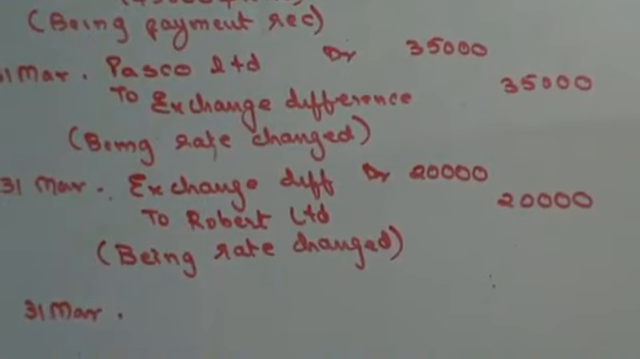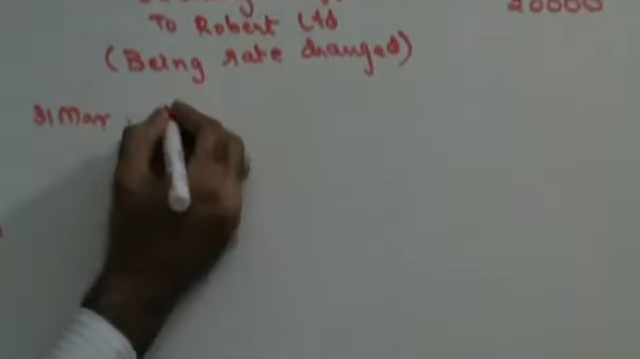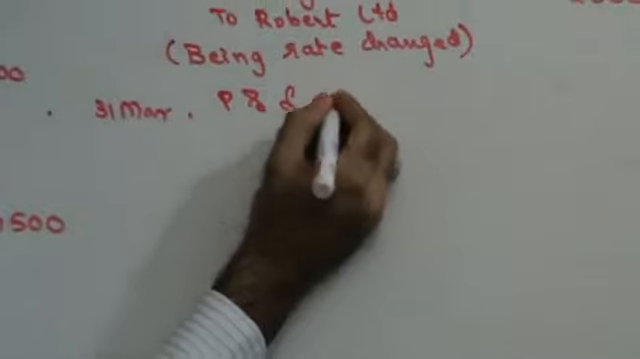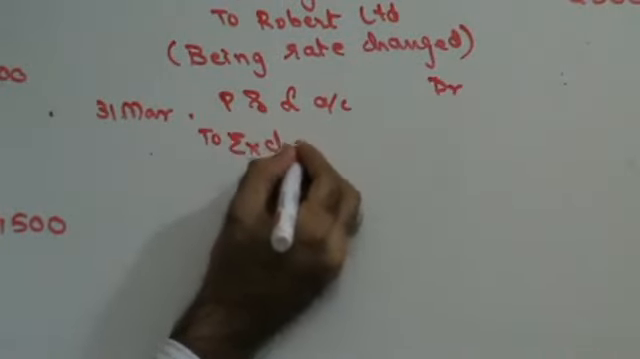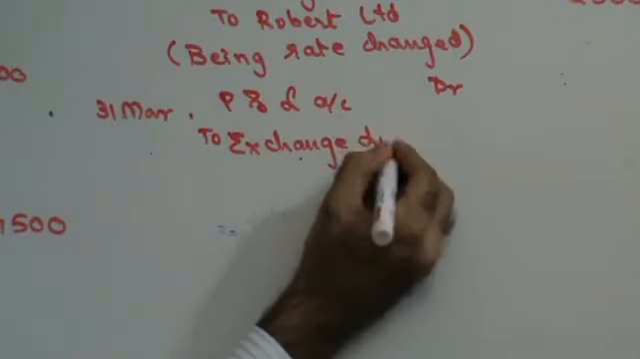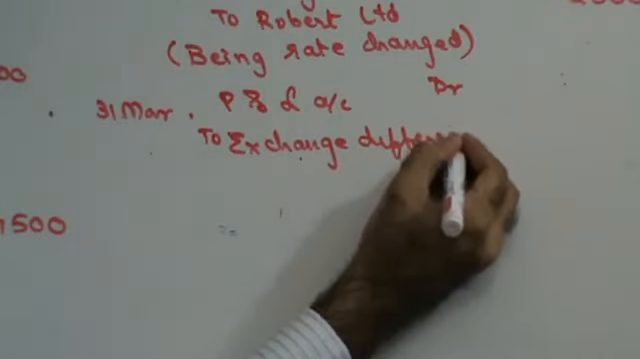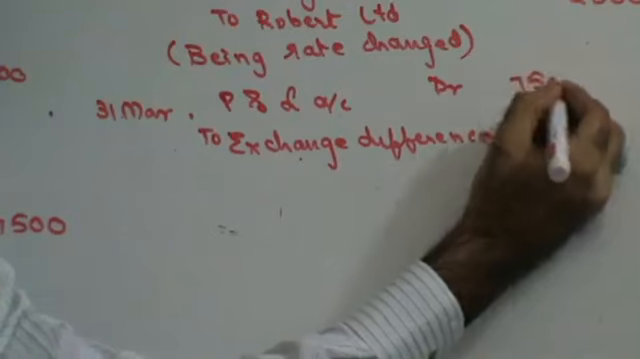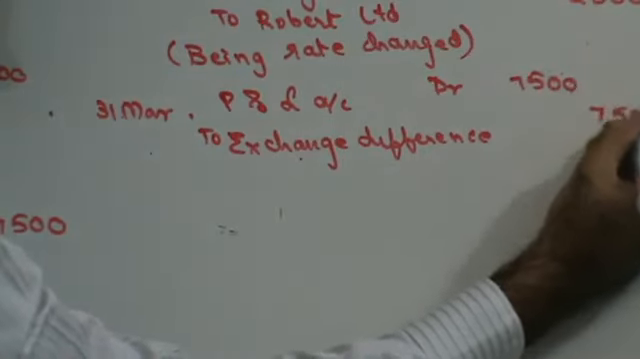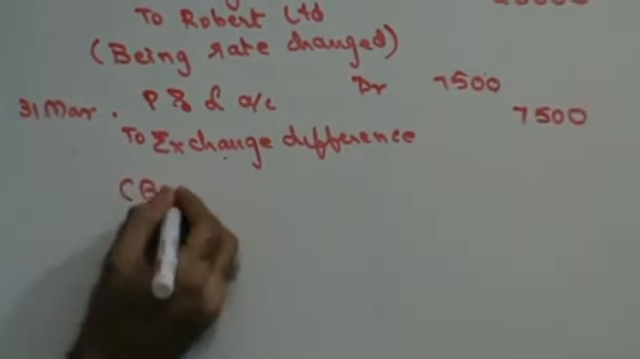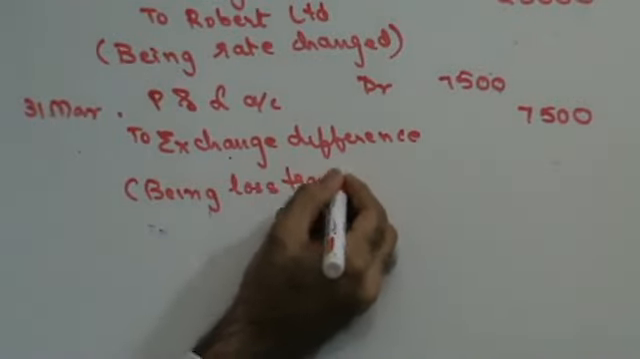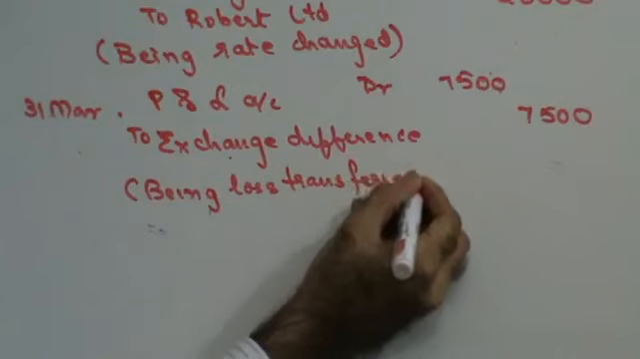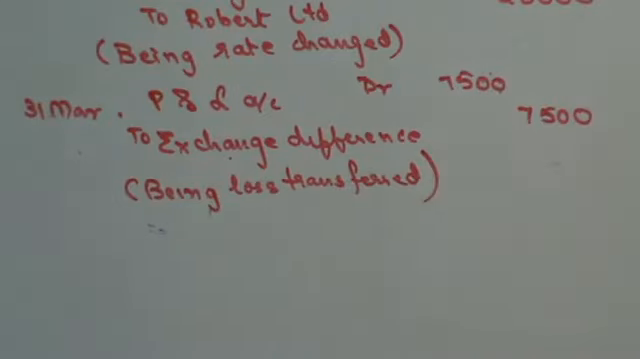Net loss 7,500. Loss means P&L account will come on the debit side. So P&L account debit to exchange difference. Loss is 7,500, being loss transferred, right? So 31st March you have transferred the loss.